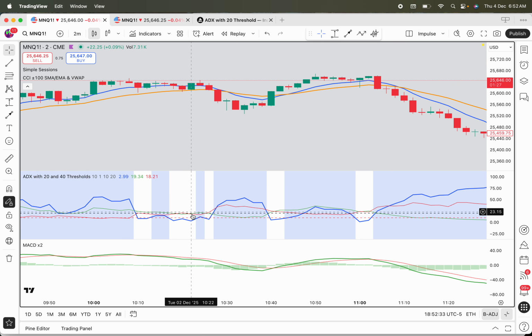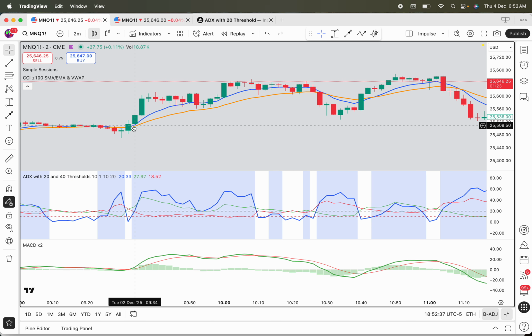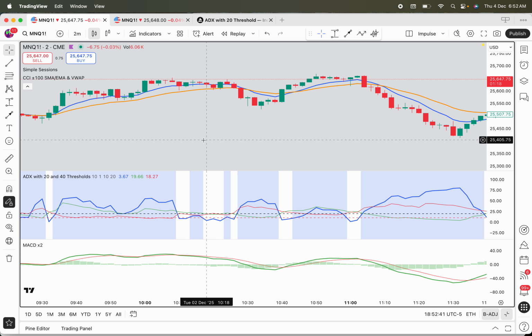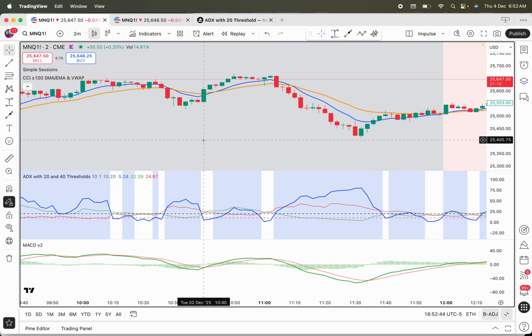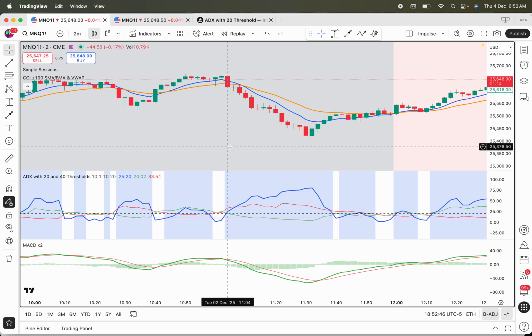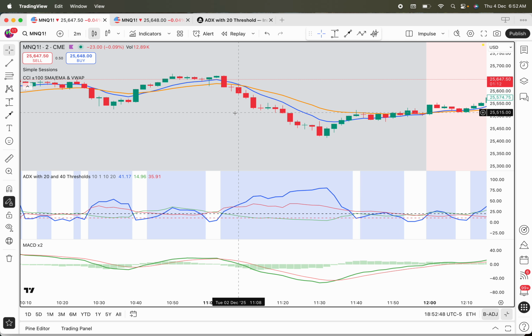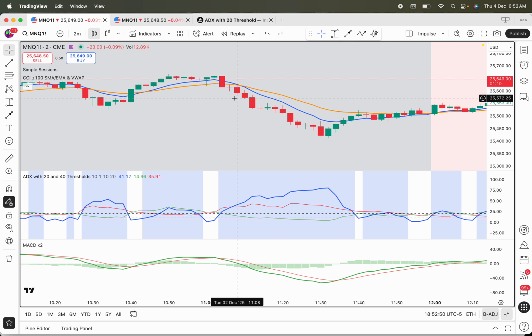Sometimes you'll get it like this, and then sometimes it'll sit like this, depending on the trend. You know, we have no idea what the markets are going to do. I don't. I have no idea. It goes up, it goes down. So let's look at this trade here. This is a 2-minute chart of NASDAQ.